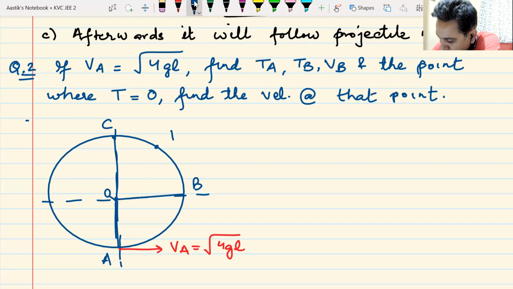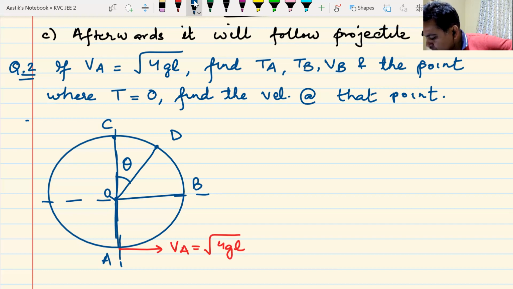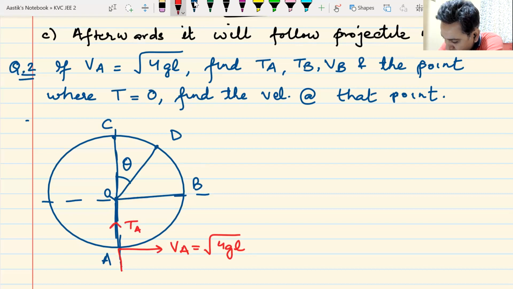Let me call that point D. D is the point where the tension becomes 0, not the velocity becoming 0. Tension becoming 0. Let us draw the free body diagrams at the same time. I hope all of you are there with me and we are doing the hard work of drawing the free body diagrams at the various places.